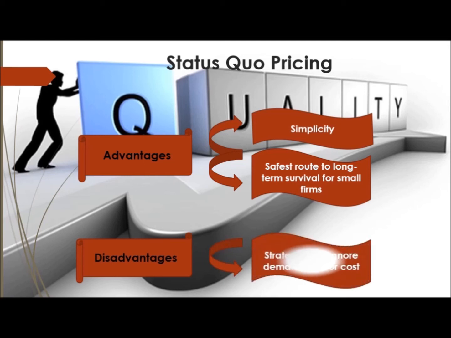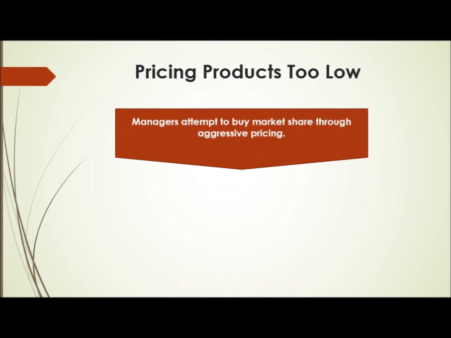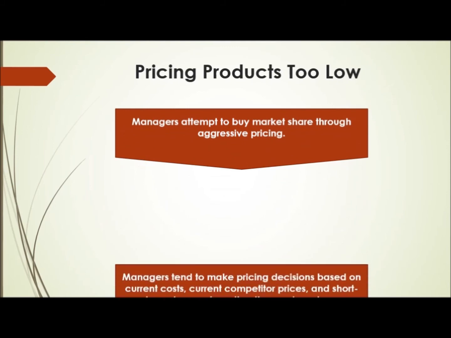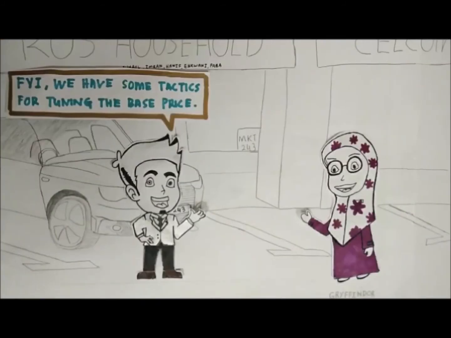And the disadvantages: the strategy may ignore demand or cost. Pricing products too low. Managers attempt to buy market share through aggressive pricing. Or managers tend to make pricing decisions based on current costs, current competitor prices, and short-term share gains rather than long-term profitability.